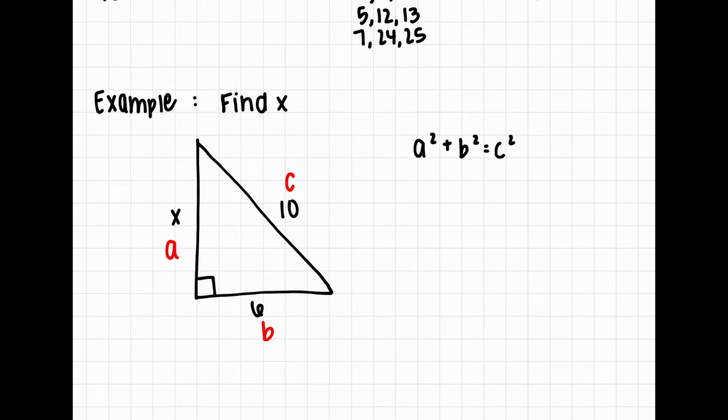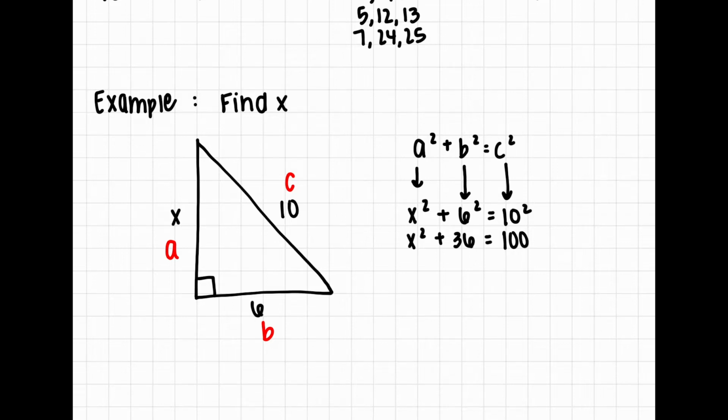So I'm going to start filling stuff in. My A is x, so that means A squared is just x squared, plus my B is 6, so B squared is 6 squared, and it's equal to my C is 10, so 10 squared. I don't know what x is, so I'm going to leave it as x squared plus 6 squared. Remember, that is 6 times 6. So 36 is equal to 10 squared, so 10 times 10, 100.